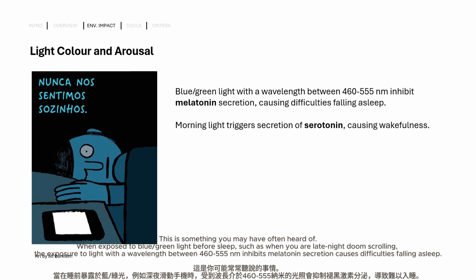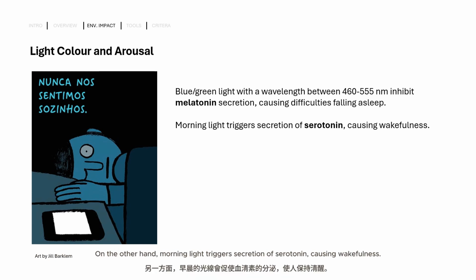When exposed to blue or green light before sleep, such as when you're late night doom scrolling, the exposure to light with a wavelength between 460 to 555 nanometers inhibits melatonin secretion and causes difficulty falling asleep. On the other hand, morning light triggers secretion of serotonin, causing wakefulness.